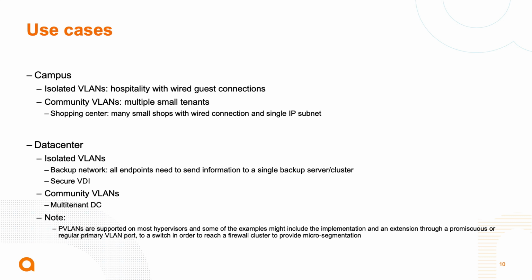One important thing about data centers is that private VLANs are supported on many hypervisors. In some of the examples that we have shown above, where we had these two switches, the access switch that you saw in that diagram could be replaced with a hypervisor. So you could have that server extending using a promiscuous port to extend the private VLAN to the top of rack or leaf switch.